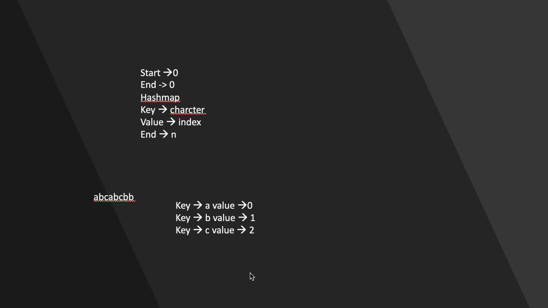After this, if character at end index is already present in the map and its value lies between start and end, that is, value of index is greater than or equal to start and value of index is less than end, this means it's a repeating character in the substring. Let me explain this with the help of an example.